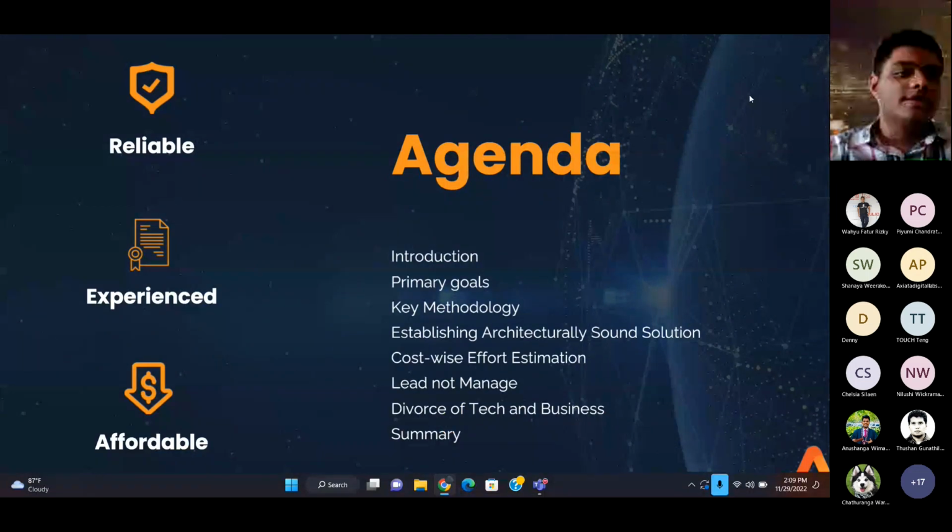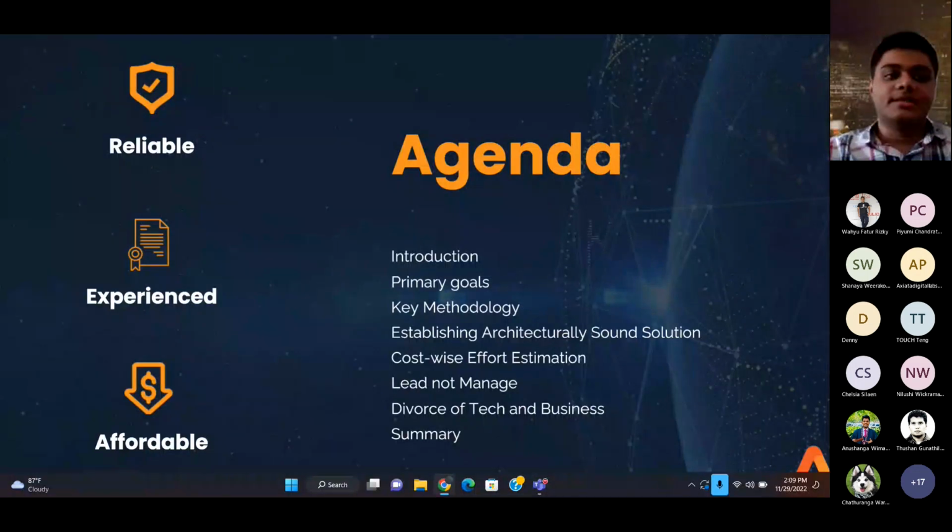So today's agenda would mainly be the introduction, primary goals, key methodology, and establishment of an architecturally sound solution. In addition to that, we will also consider cost-wise effort estimation, leading and not managing, and the divorce of tech and business, which is one of the important aspects. And finally, we would go on to summarizing these things. So mainly, first we will move into the basis of introduction.